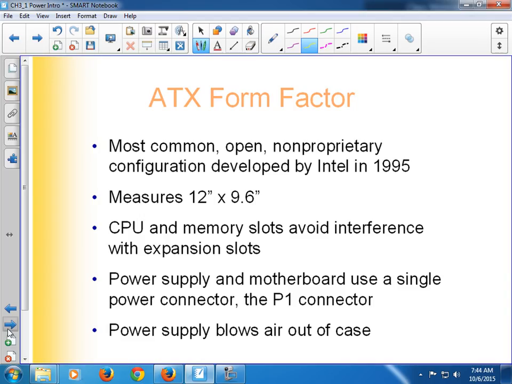Okay, so it's the most common open, non-proprietary, meaning anybody can make it. Okay, anybody can make this one. Developed by Intel in 1995. This measurement is for a standard ATX. You're going to see when I show you the diagram, there's lots of other measurements than that. The CPU and the memory are set up in a specific order on an ATX motherboard to avoid interference with each other. The power supply and motherboard use a single power connector called the P1 connector.